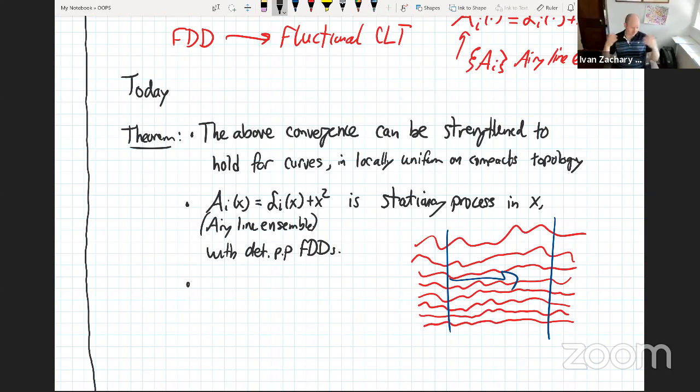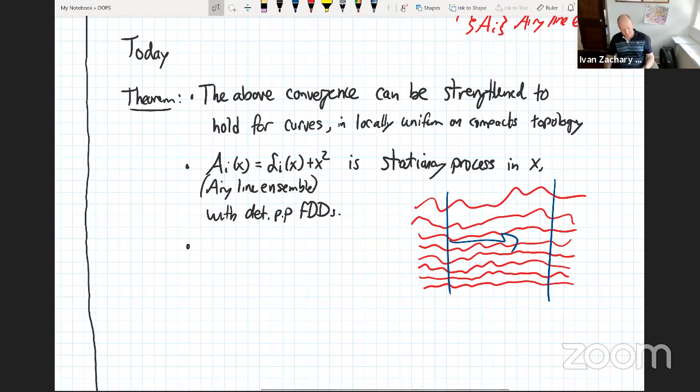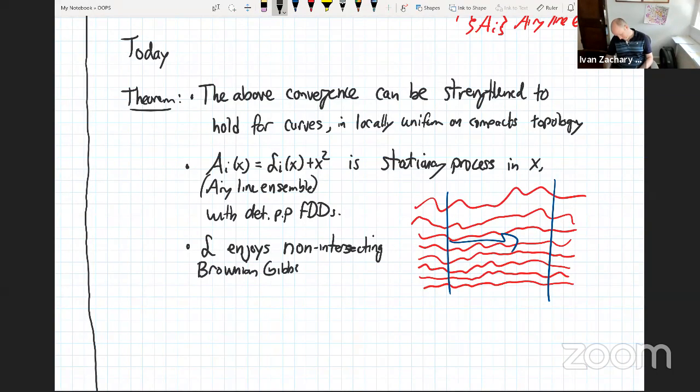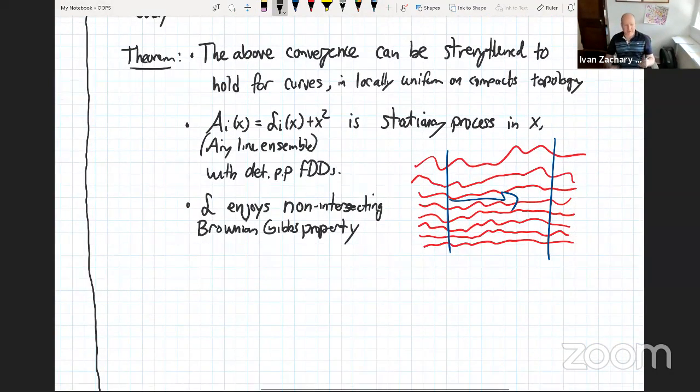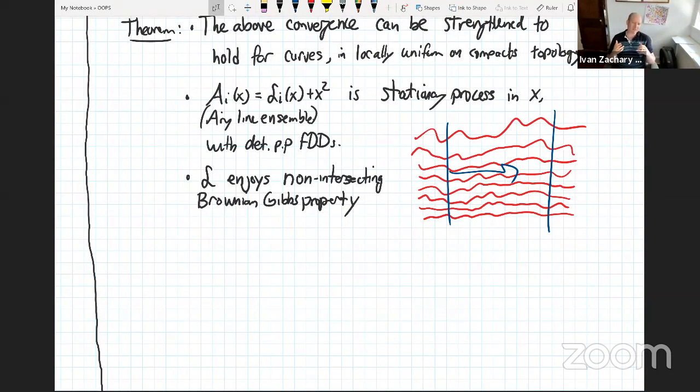And now the most important thing, the new piece of information which we haven't talked about, is that this line ensemble L, by line ensemble I just mean a measure on a collection of random curves, enjoys something that's called the non-intersecting Brownian Gibbs property. And this is something that's not at all apparent just by looking at the finite dimensional distributions or the determinantal structure. And it really is a remnant. It comes from the fact that the pre-limiting object was defined as conditioning random walks on certain non-intersection or non-touching events. And that property translates through the limit once you have this uniform convergence on compacts.